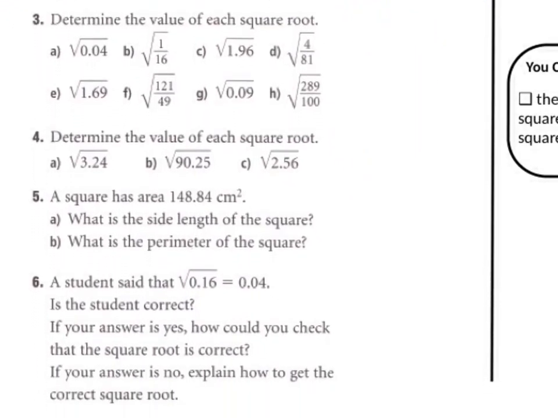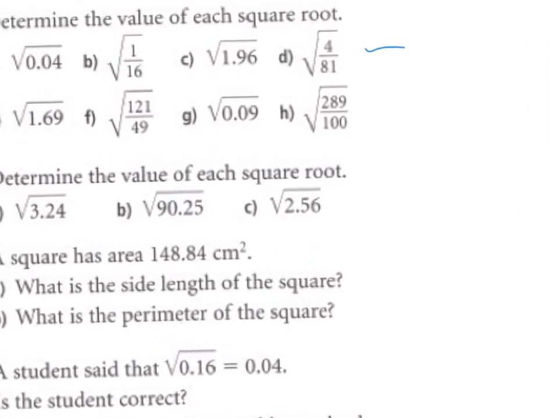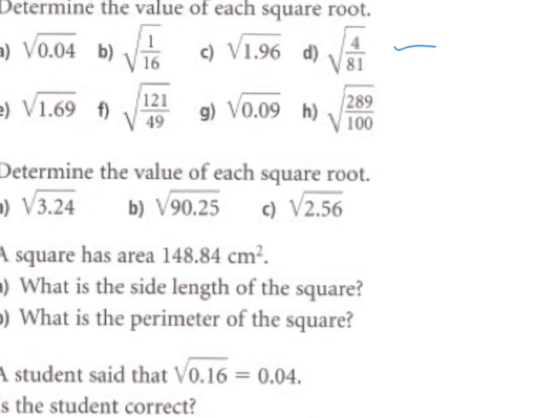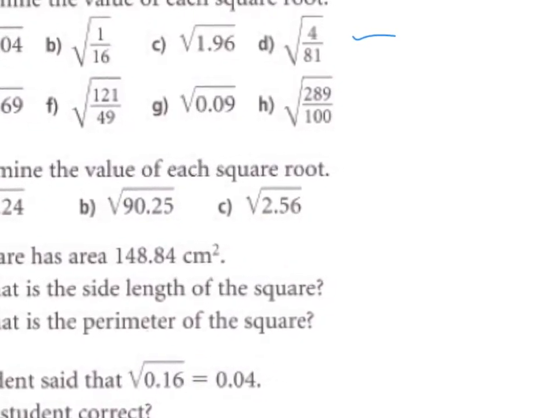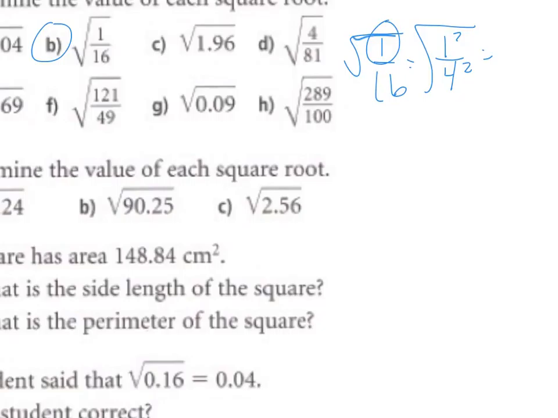This is asking us to actually figure out what the square root is, so we'll do that. Let's look at b. Square root of 1 over 16. You're going to want to demonstrate your understanding by going 1 squared over 4 squared. This one messes people up. So remember, 1 times 1 is 1, so that's the 1 squared we're looking for. These cancel, and I'm left with 1/4 as an answer.